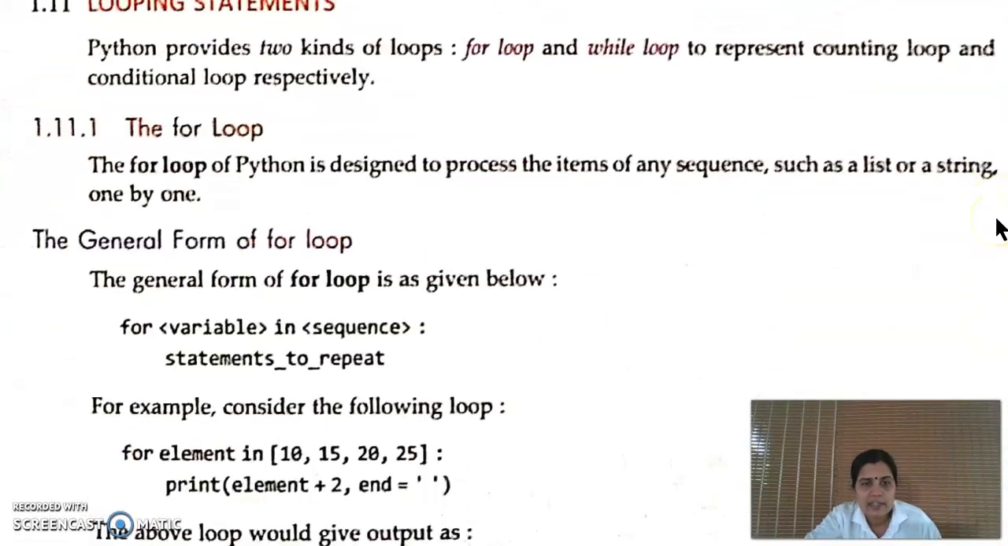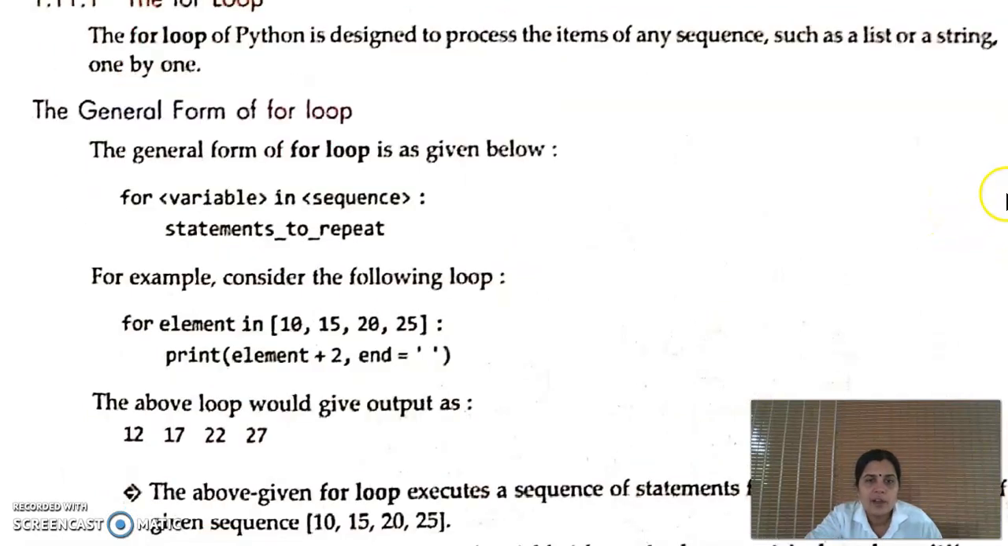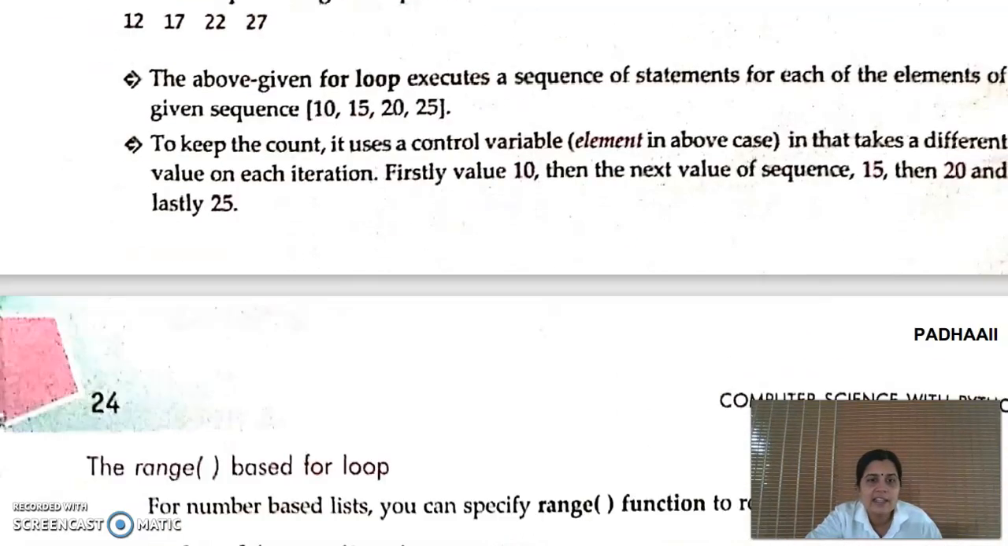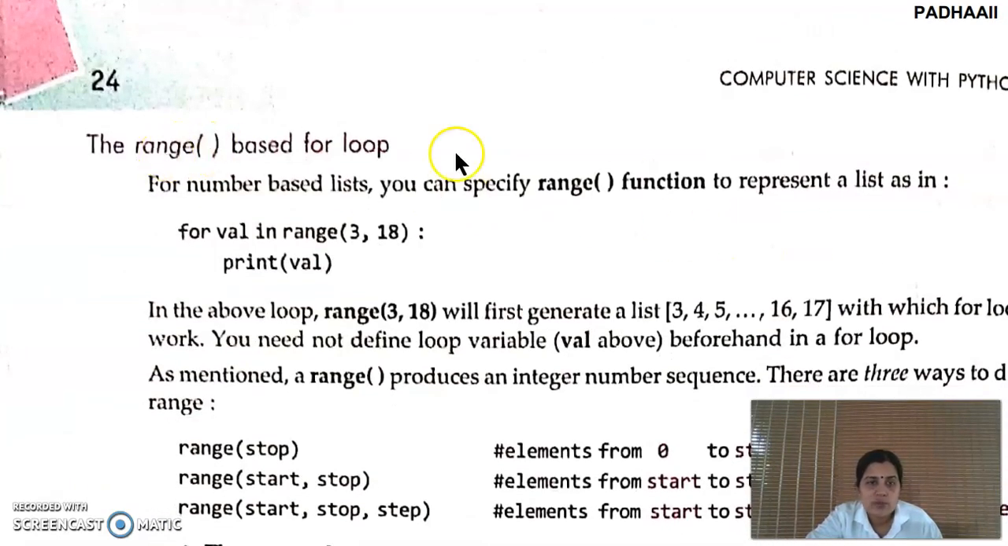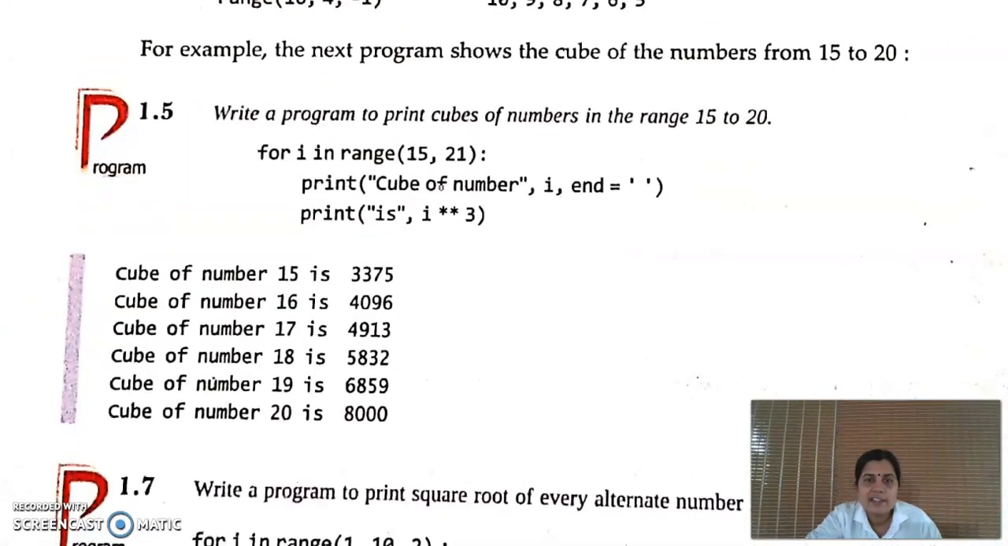And there are looping conditions too. In looping statements we studied the for loop. How can we work a for loop? You all know: for element in, we can use either a list or the range function also. So by using this we can solve, for example, this question: write a program to print cubes of numbers in the range of 15 to 20.